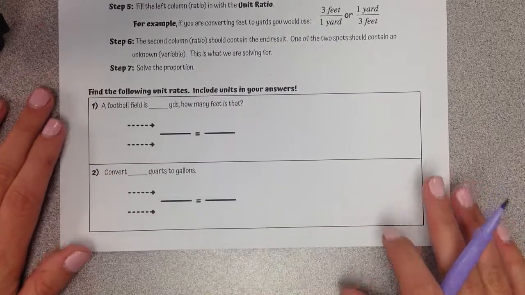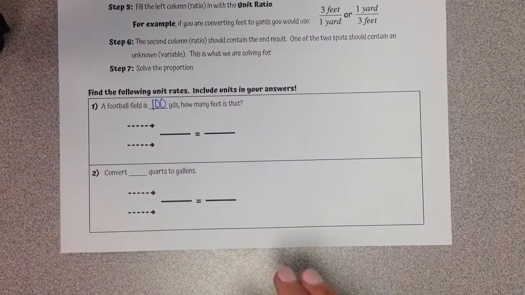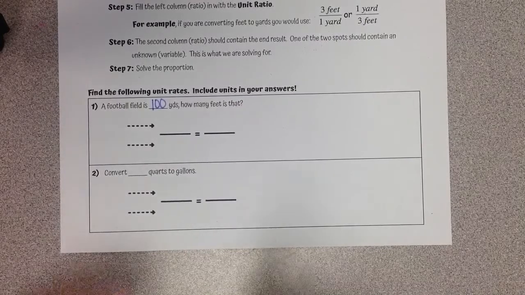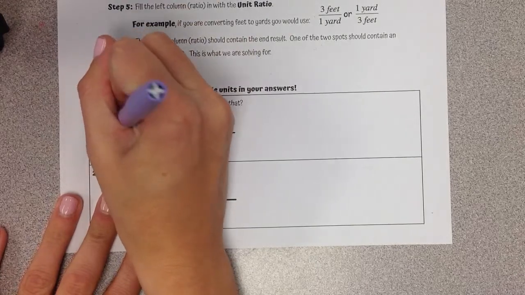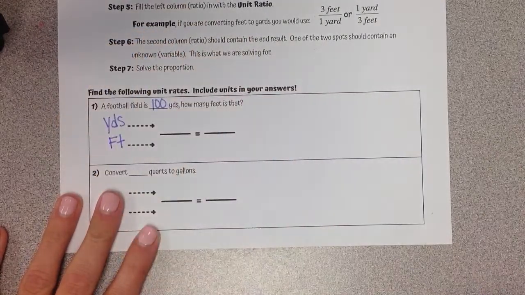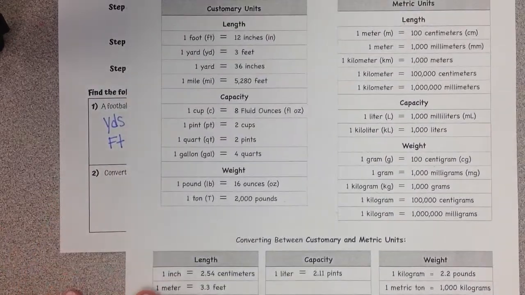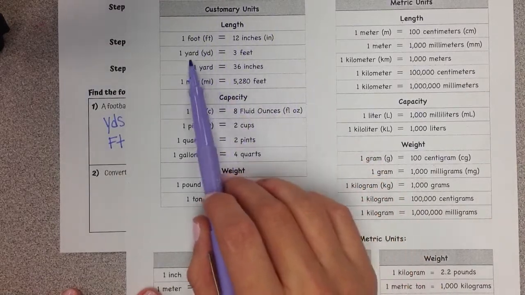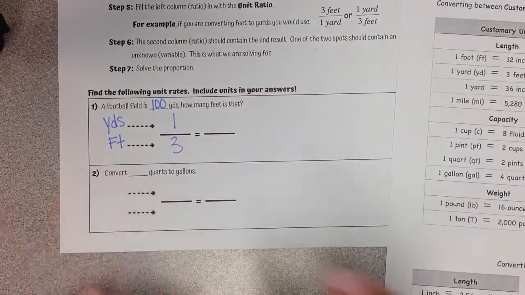So number 1, a football field is 100 yards. How many feet is that? The first thing I'm looking for is what are the units that we're talking about here. I see yards and I see feet. Again, the order technically doesn't matter. I like to do it in the order it's given in the problem. So yards and feet is what we're comparing. I'm going to use my conversion chart. Yards and feet, that's something we use here in the US. I see right here, 1 yard is equal to 3 feet. So that's our initial ratio.